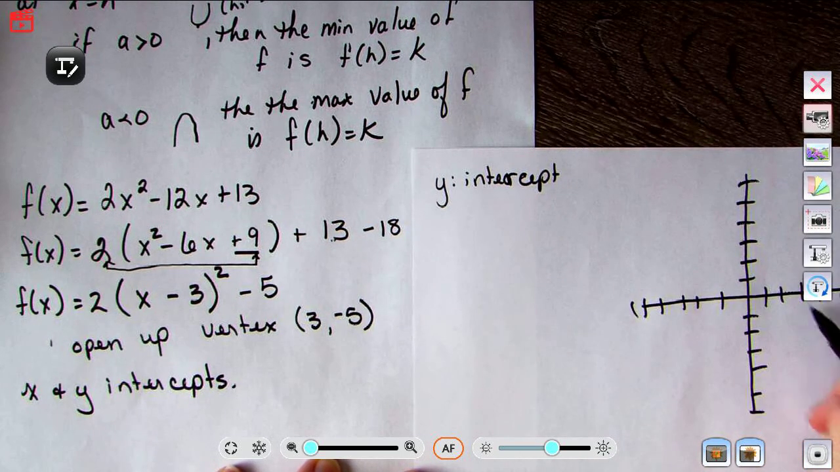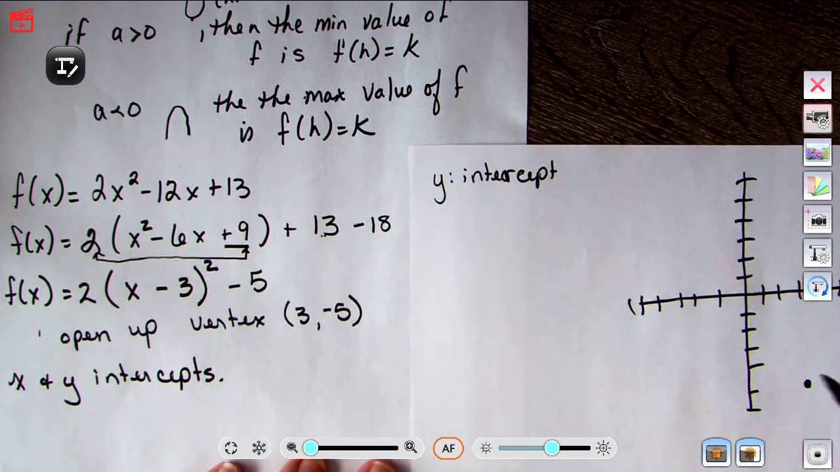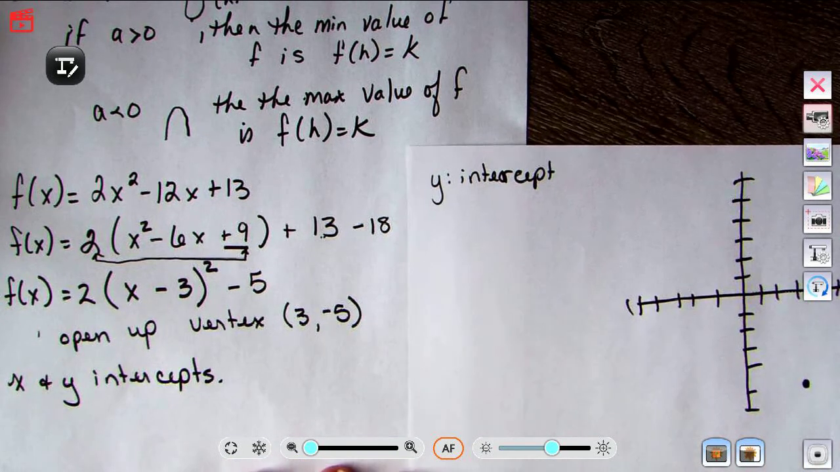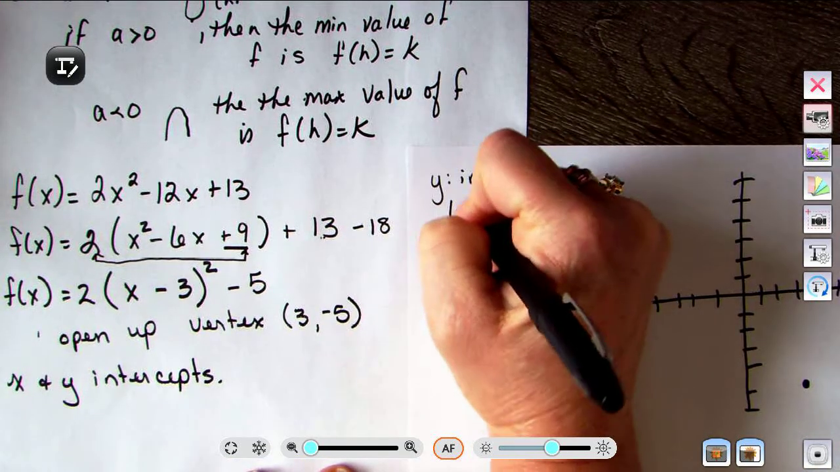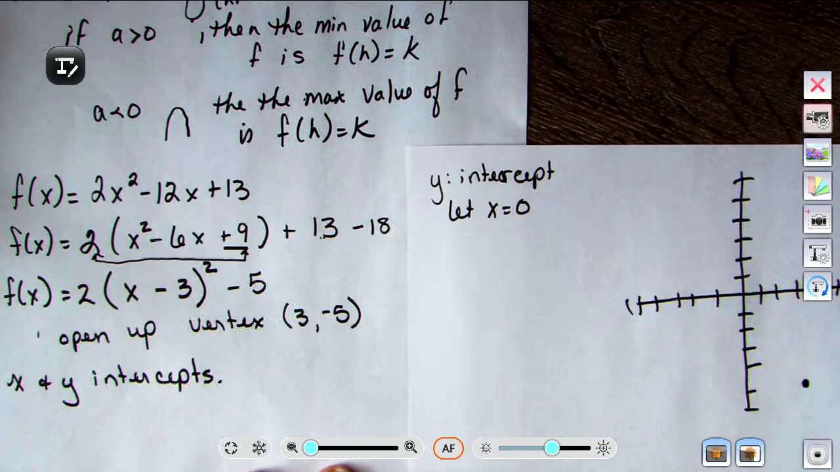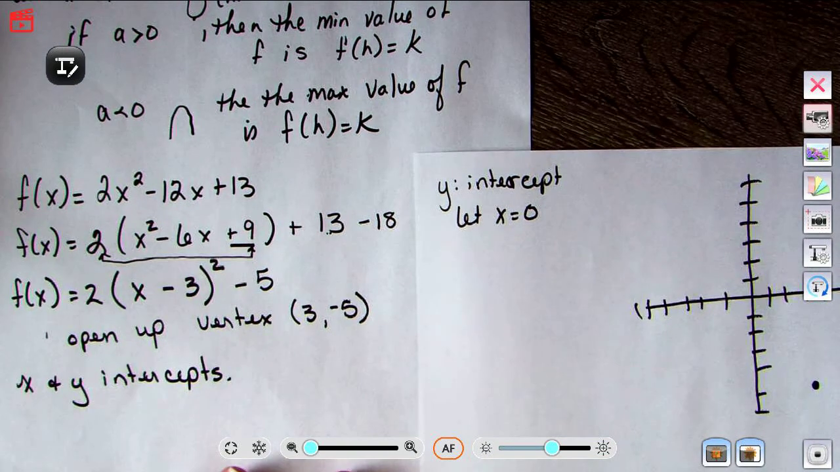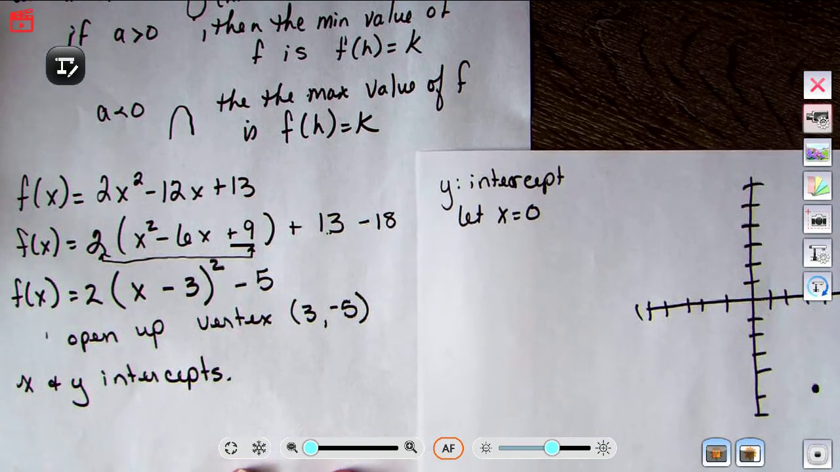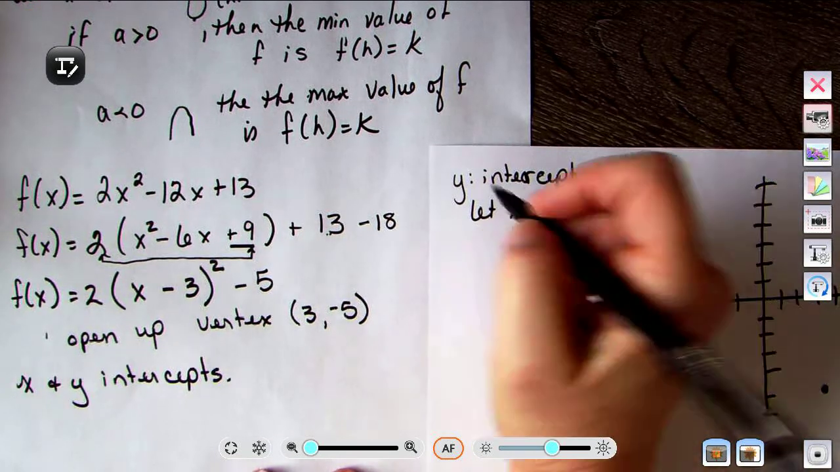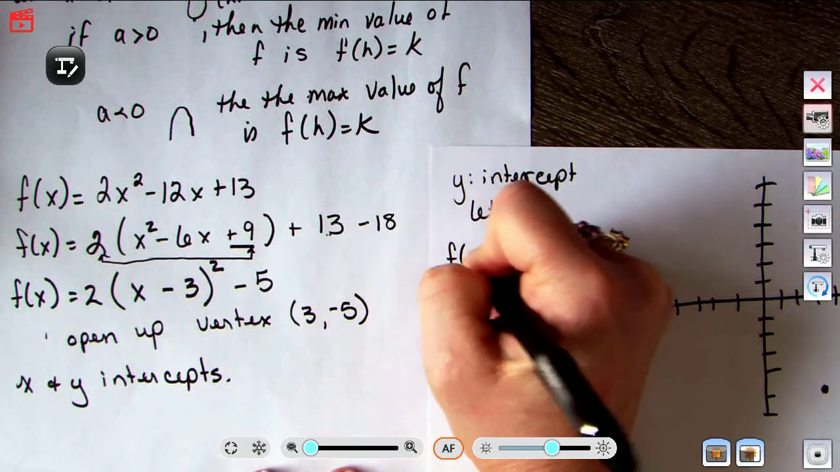Okay, so I know that it's going to be (3, -5), and it's going to open up. So it should look something like that. To find out where that y-intercept is, we let x equal 0. And we learned this in the last chapter, chapter 2. To find y-intercepts, we let x be 0. And so we find out what f of 0 is.